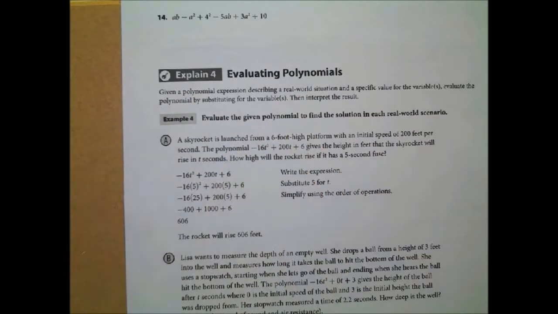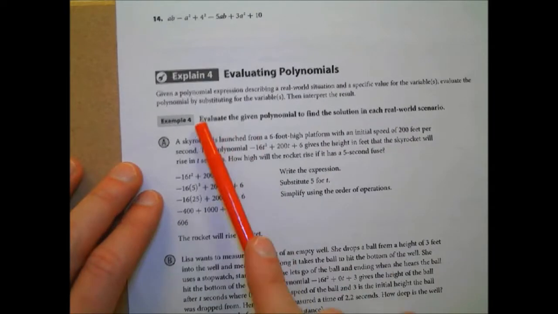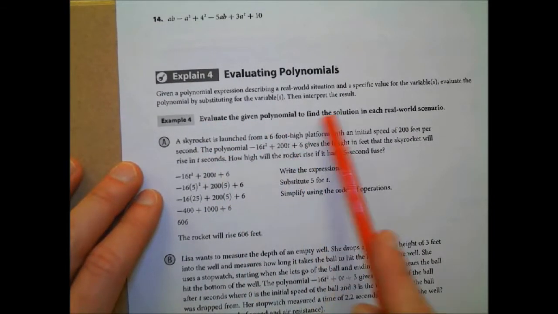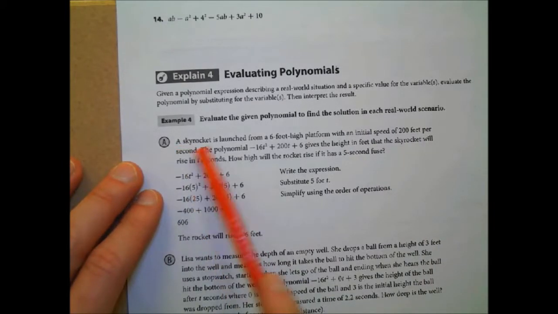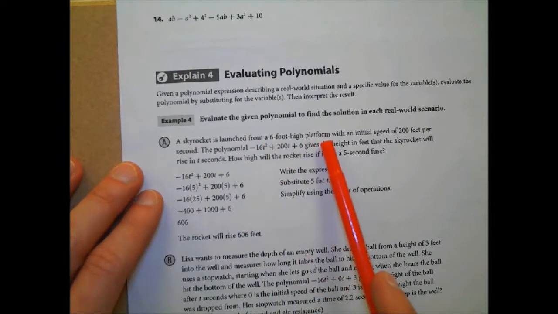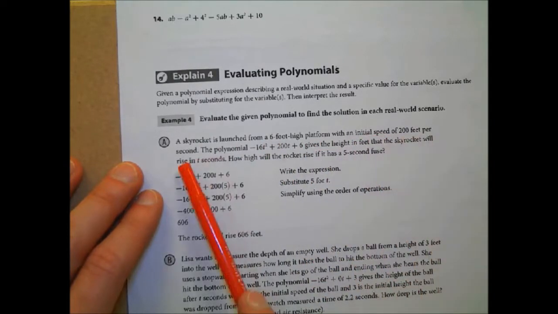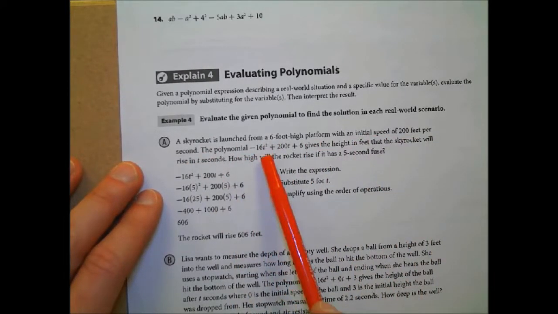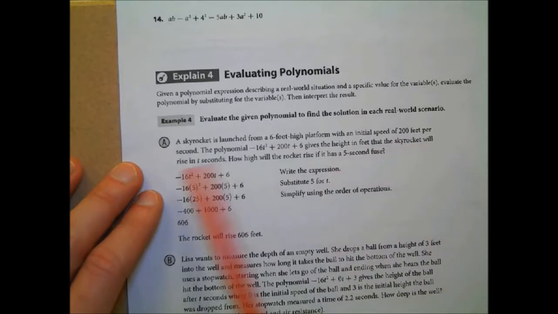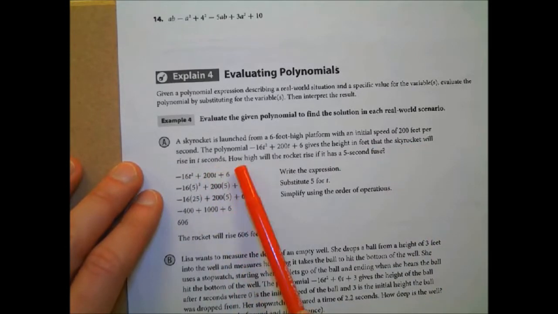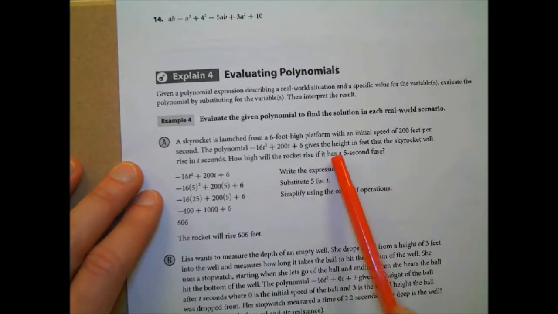The directions here just say evaluate the given polynomial to find the solution in each real-world scenario. Letter A is kind of done for us, but we'll talk it through real quick. A skyrocket is launched from a 6-foot-high platform with an initial speed of 200 feet per second. The polynomial negative 16t squared plus 200t plus 6 gives the height in feet that the skyrocket will rise in t seconds. How high will the rocket rise if it has a 5-second fuse?